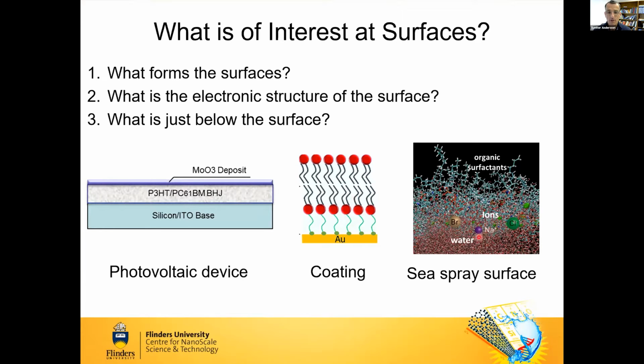And here's an example which is quite different to the others. It's a liquid surface, and here we ask the question, what is actually forming the outer layer of that liquid surface? What surfactant goes to the surface? What salts go to the surface?